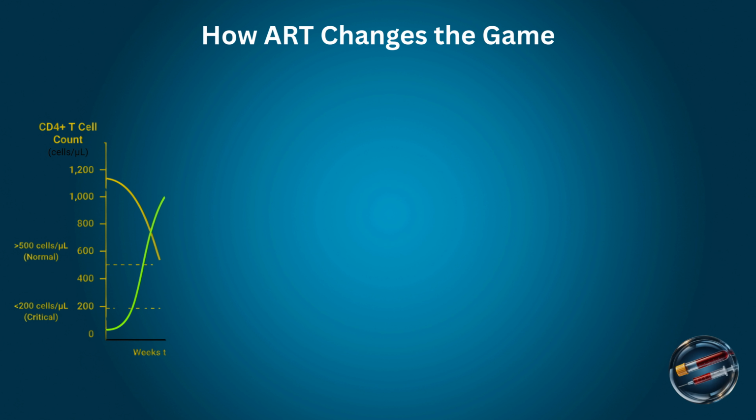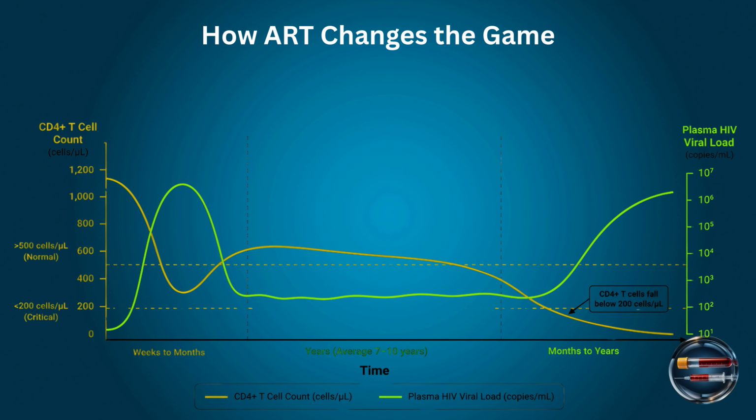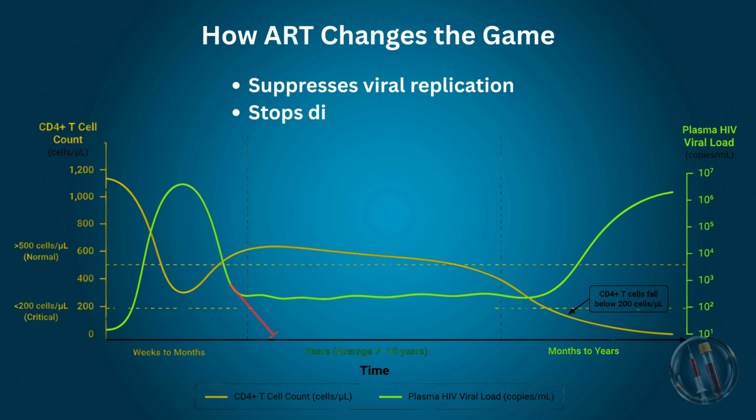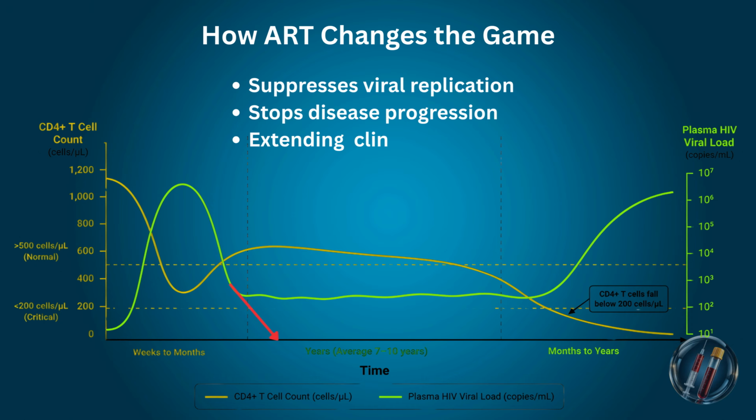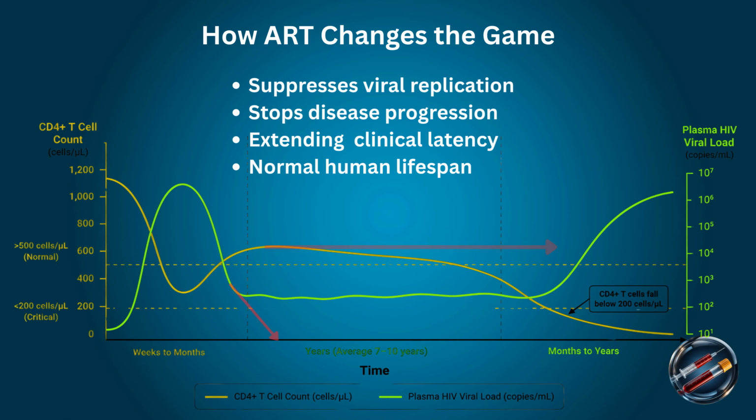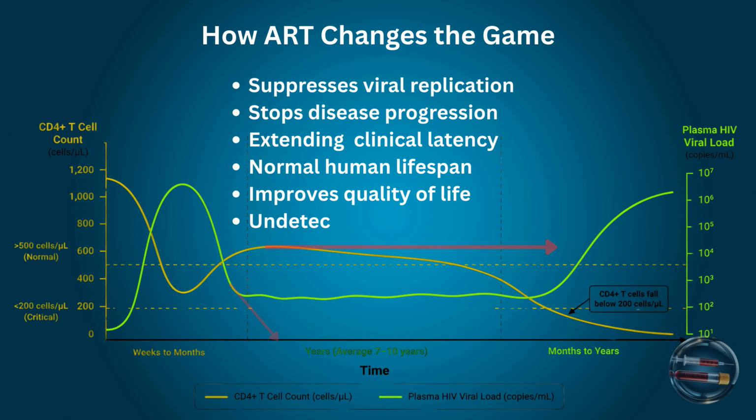to death. By combining multiple classes of drugs, antiretroviral therapy effectively suppresses viral replication to undetectable levels. As a direct result, this intervention stops disease progression, successfully extending the clinical latency phase from 10 years to many decades, effectively providing a normal human lifespan.